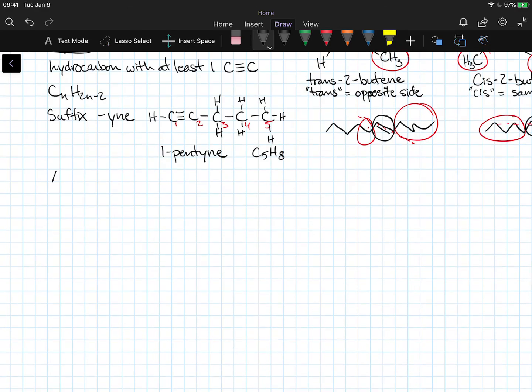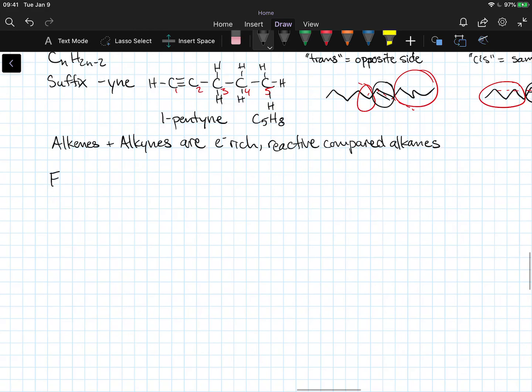In general, with alkenes and alkynes, the double and triple bond are electron rich. They have a lot of electrons between them, and so they tend to be reactive compared with alkanes. Alkanes are relatively unreactive.